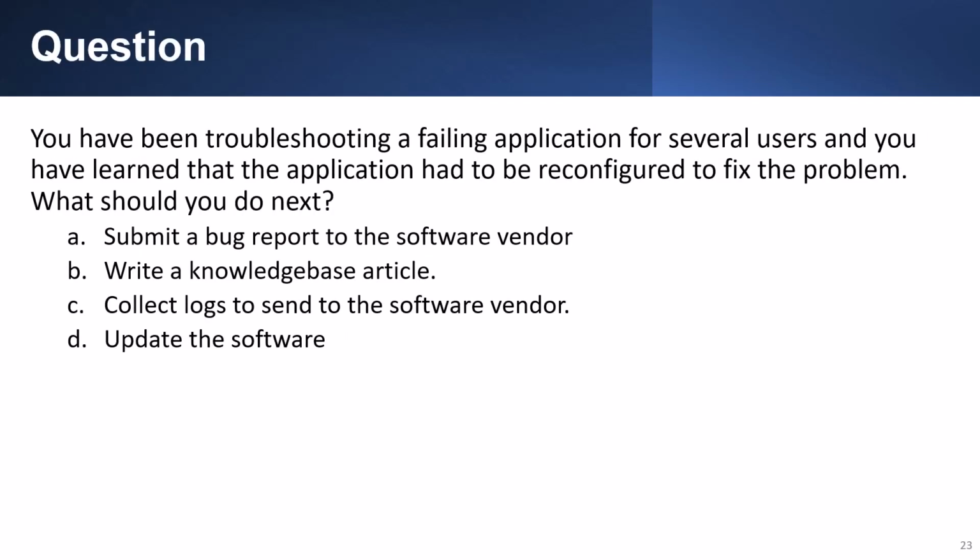Question: you have been troubleshooting a failing application for several users, and you have learned that the application had to be reconfigured to fix the problem. What should you do next? Answer: write a knowledge base article. You have determined the cause of the problem and how to fix it. You have verified that the problem has been fixed. The last step is to document the problem, including creating a knowledge base article if this information will be useful in the future.